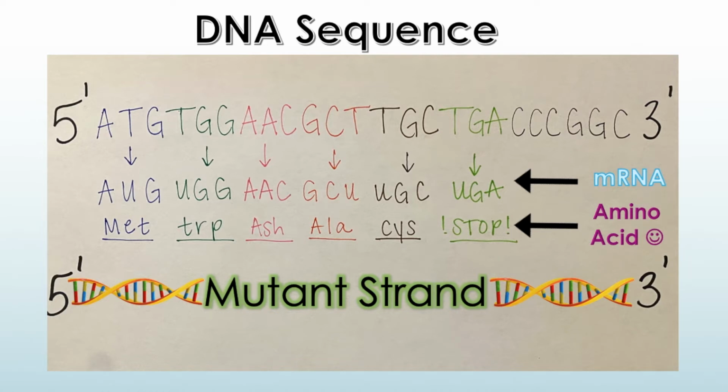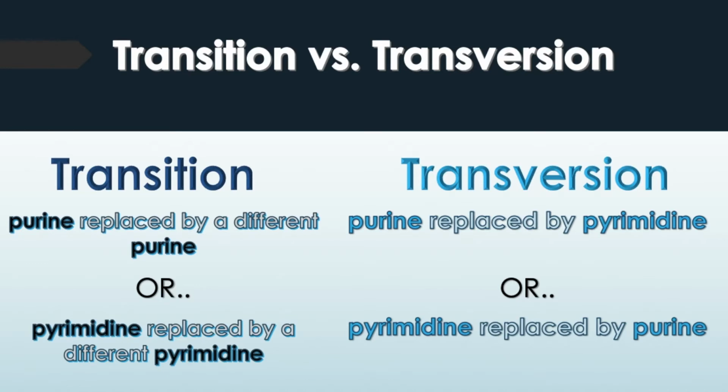Something also important to note is the difference between transition mutations and transversion mutations. Transition is when a purine is replaced by a different purine or a pyrimidine is replaced by a different pyrimidine. Transversion is when a purine is replaced by a pyrimidine or vice versa, when a pyrimidine is replaced by a purine. Purines are a type of nitrogenous base in DNA and RNA.